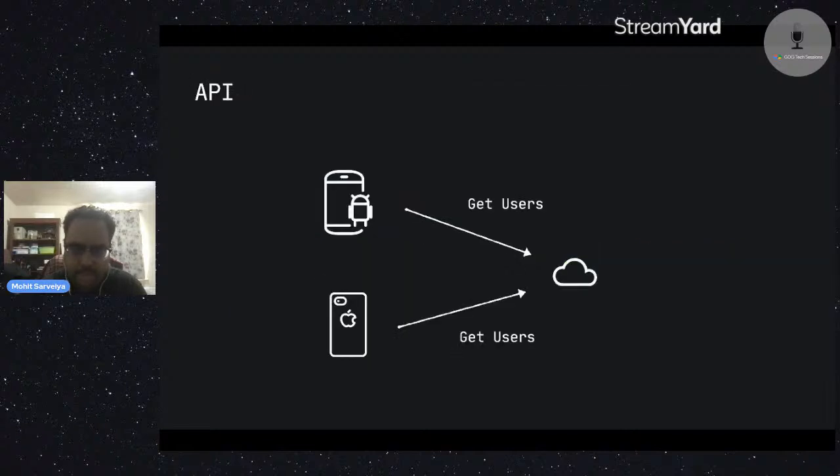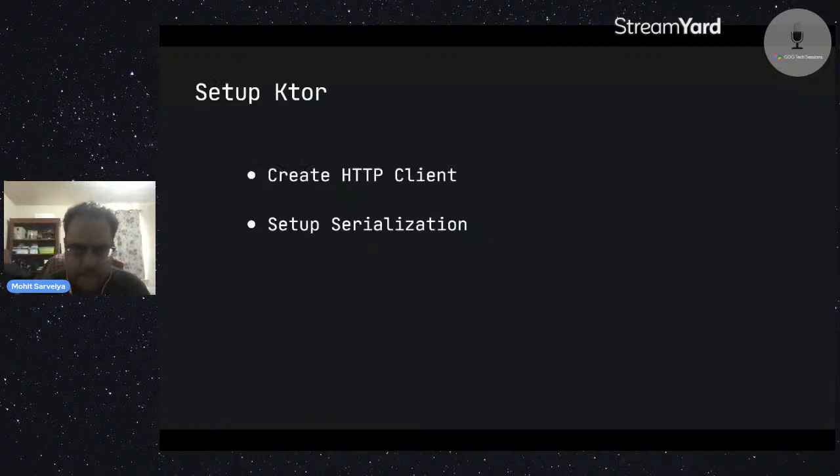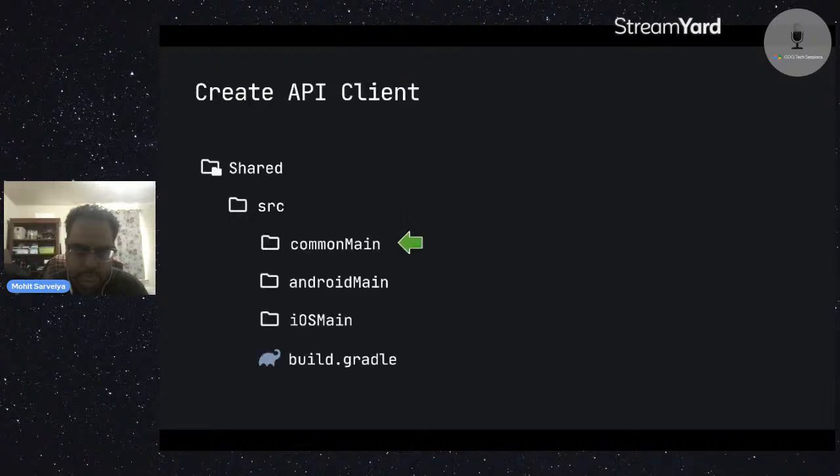So we want to be able to make an API client that makes a request. In order to do that, there are two steps with Ktor. First is configuring: it has an HTTP client that you need to configure. You need to set up serialization with it also. So how do you go about doing that?